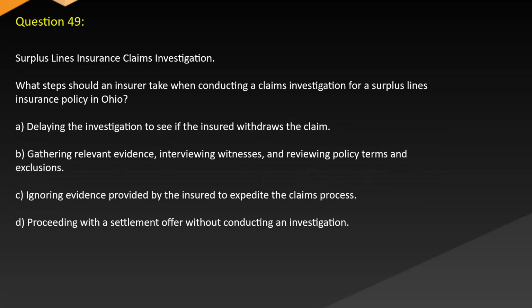Question 49. Surplus lines insurance claims investigation. What steps should an insurer take when conducting a claims investigation for a surplus lines insurance policy in Ohio? A. Delaying the investigation to see if the insured withdraws the claim. B. Gathering relevant evidence, interviewing witnesses, and reviewing policy terms and exclusions. C. Ignoring evidence provided by the insured to expedite the claims process. D. Proceeding with a settlement offer without conducting an investigation.